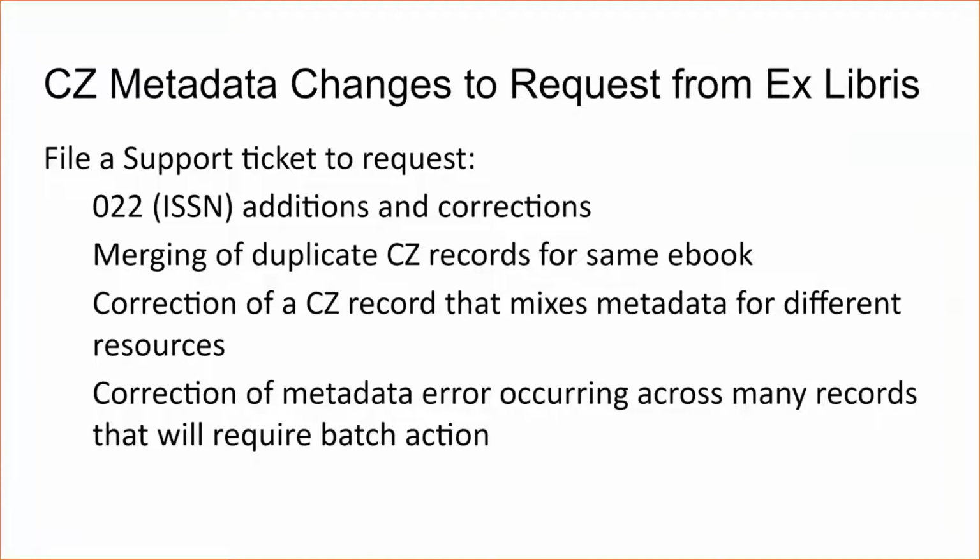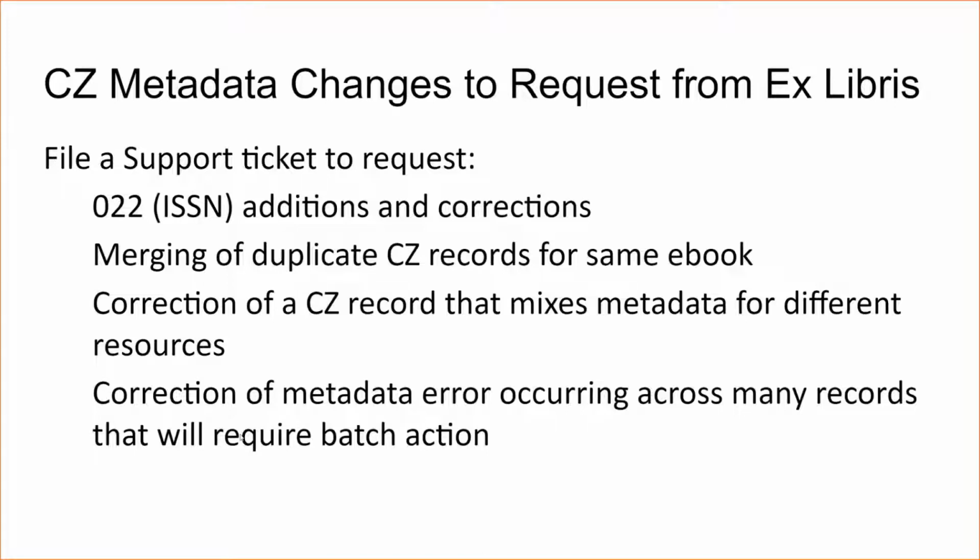Also, if you see duplicate CZ records for the exact same ebook, same publisher, same edition, same everything, and there are just two of them in the CZ, you can request that Ex Libris merge them. This sometimes happens if different publishers provided different identifiers in their KBART files. You also can report to Ex Libris the needed correction of a CZ record that mixes metadata for different resources.